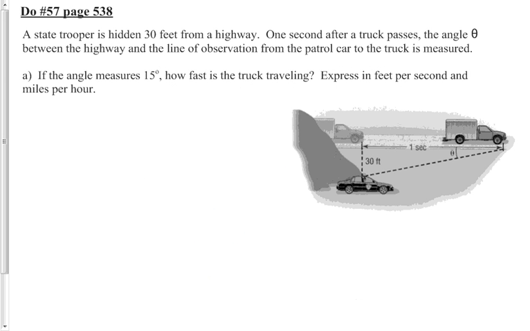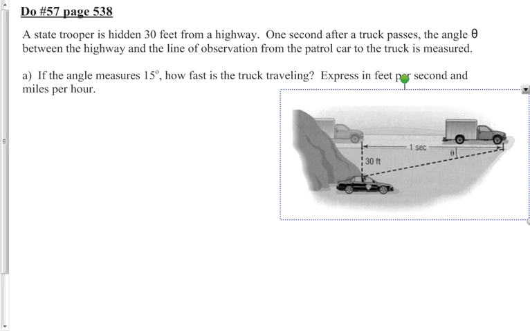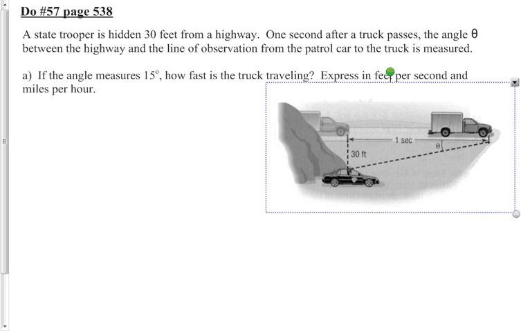Okay. The next problem here. A state trooper is hidden 30 feet from a highway. 1 second after a truck passes, the angle between the highway and the line of observation from the patrol car to the truck is measured. So I'm going to move this little picture up here for a second. I'm going to draw a little bit better triangle picture, but you can kind of see what it's doing there.